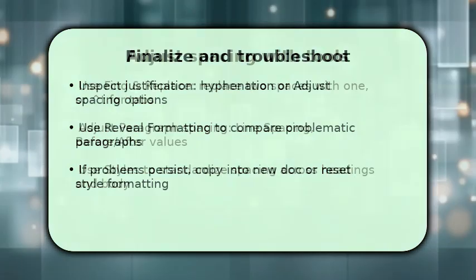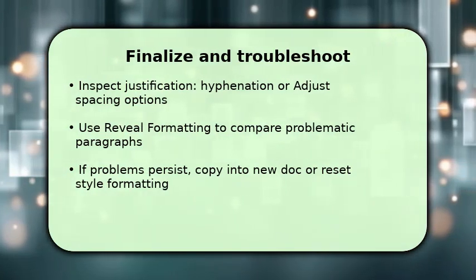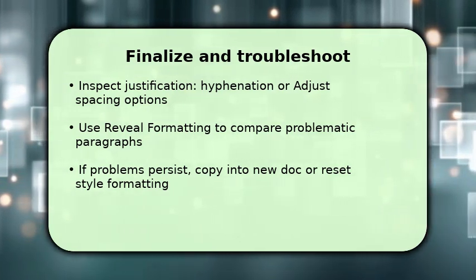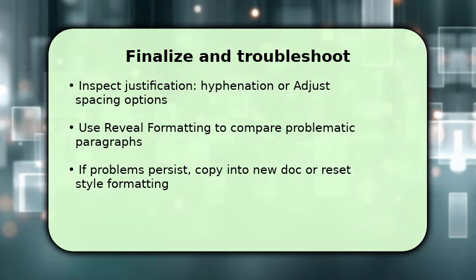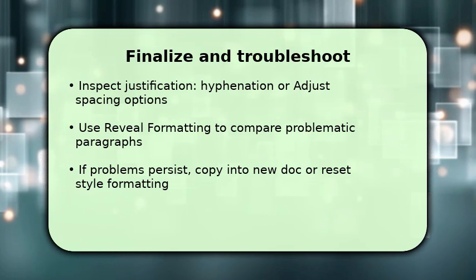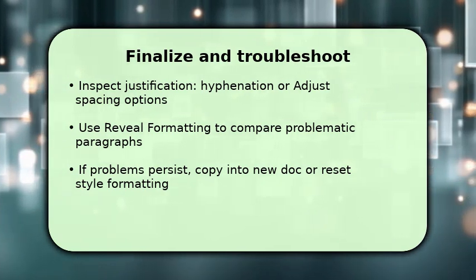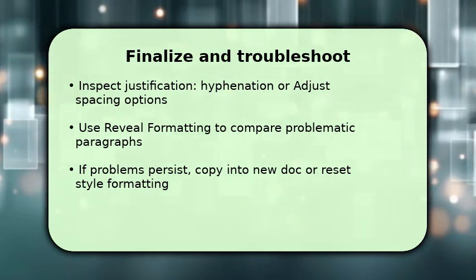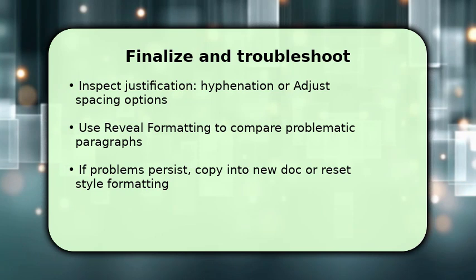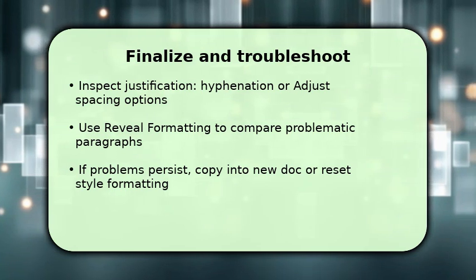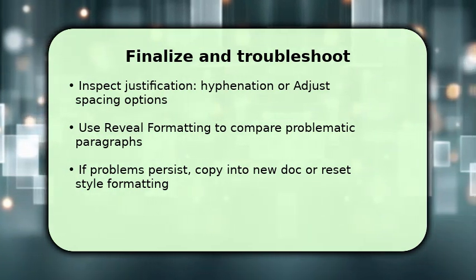Finally, finalize layout and check for stubborn issues. If text is justified and shows odd gaps, enable hyphenation or adjust Word's justification settings to reduce space stretching. Use Reveal Formatting to compare a bad paragraph to a good one so you can spot stray indents or spacing overrides. If nothing works, copy content into a new document or clear local style overrides to reset spacing. A key troubleshooting tip: if spacing persists, clear formatting on the troublesome paragraph, then reapply the style.